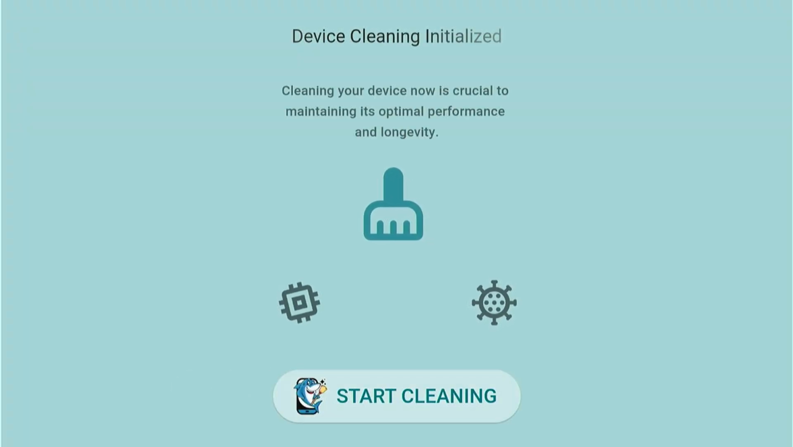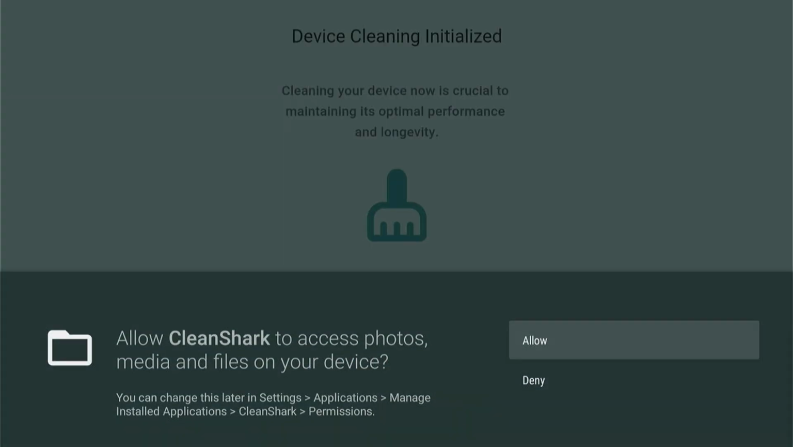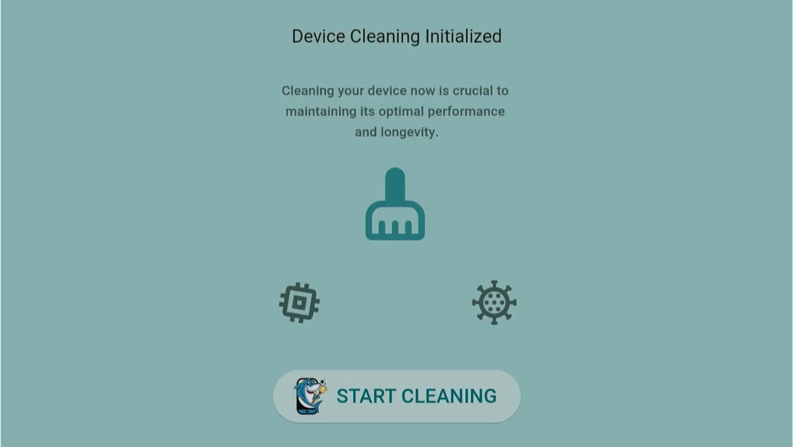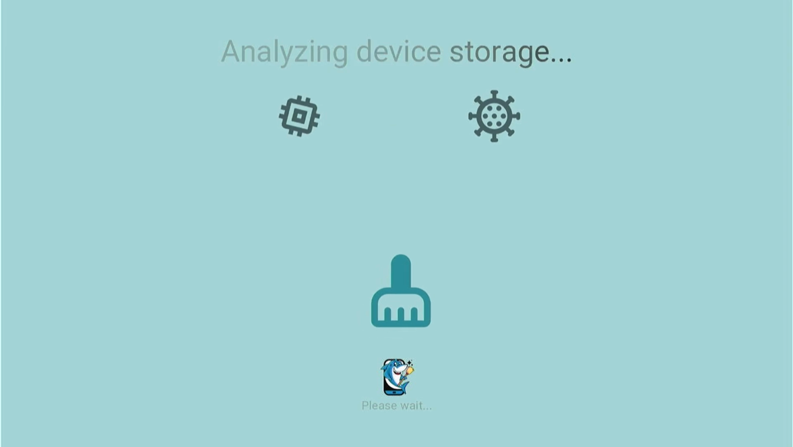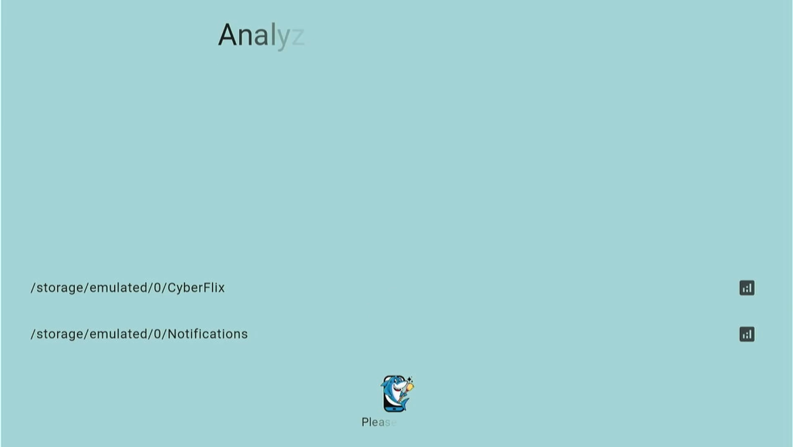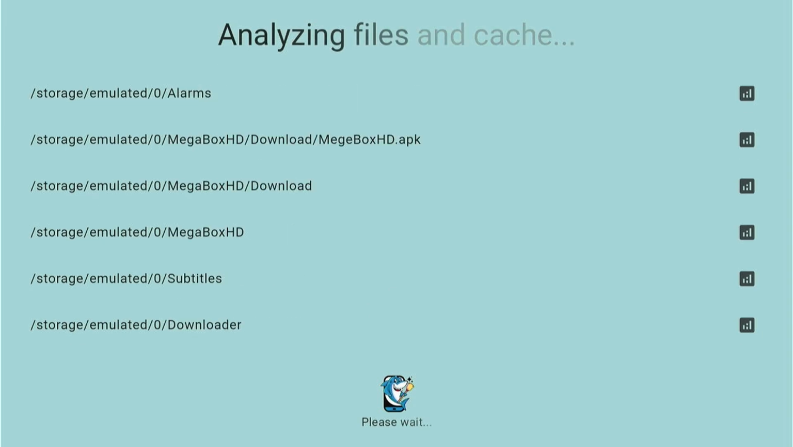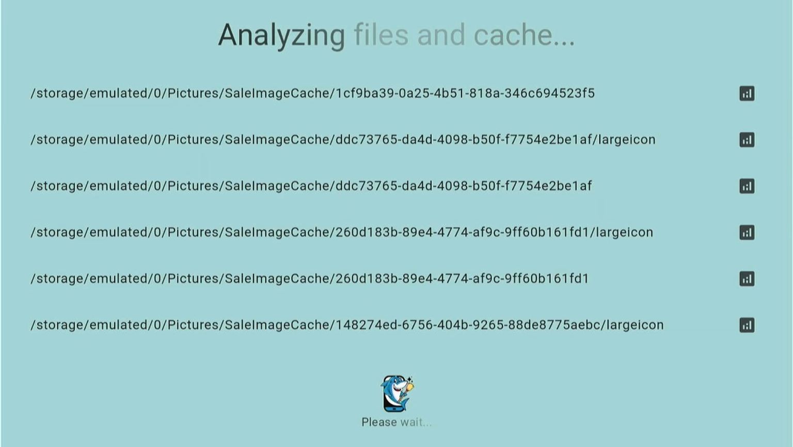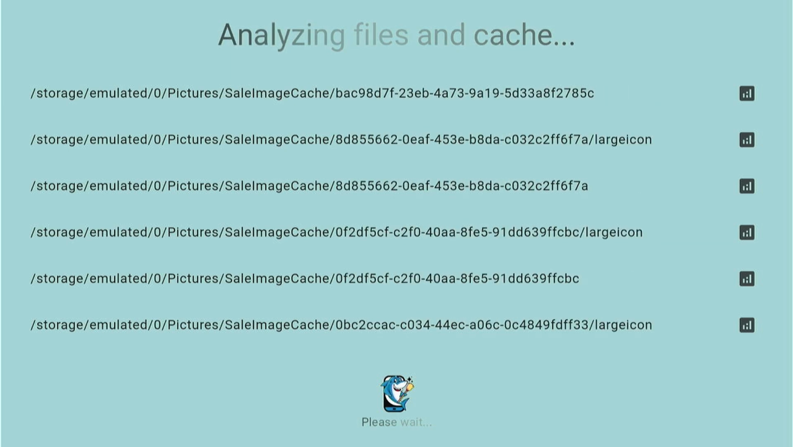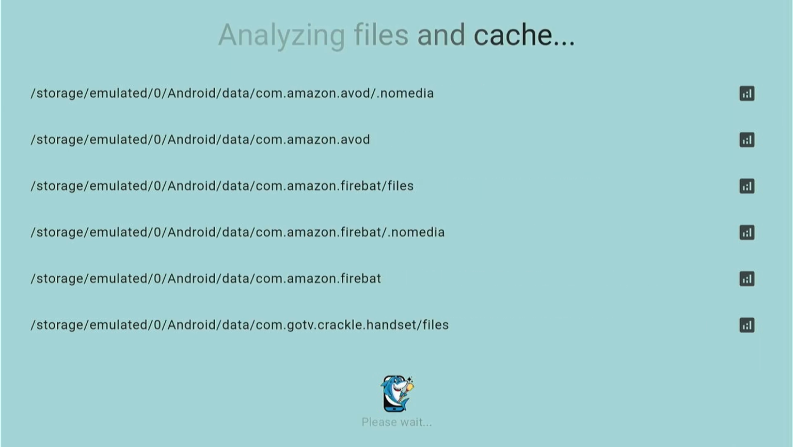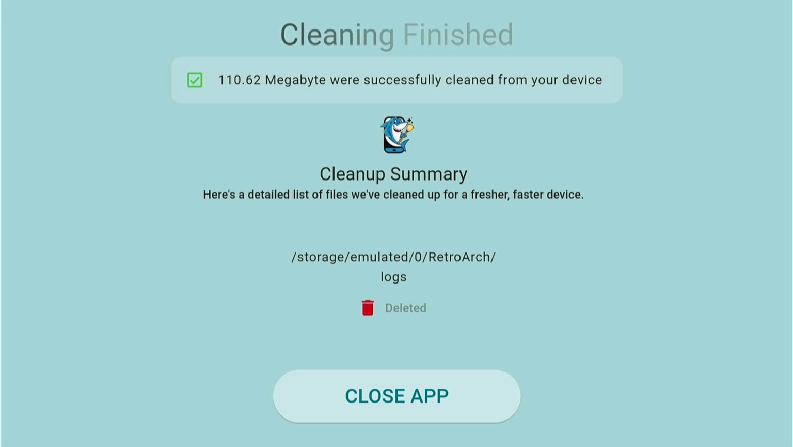Once it's downloaded, we'll just press open here. We'll need to accept the terms and conditions if you're happy with them. Then you'll get this pop-up here. You want to press allow. Then we can select start cleaning. This will then analyze your device and then start to clean up your Firestick.